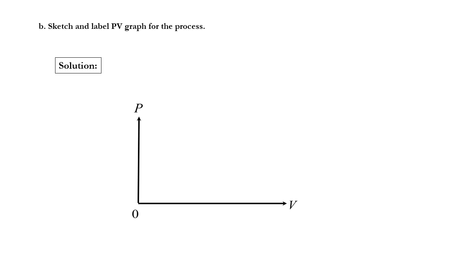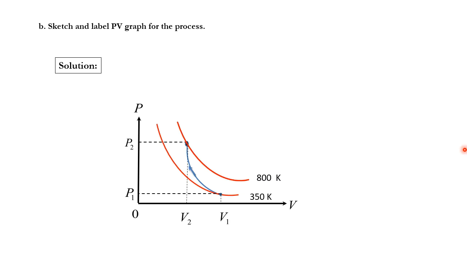Next question, we have to sketch the PV graph for this process. Here we have the axis and then we have these isothermal processes with two different temperatures, 350 K and 800 K, and this is the compression. Why the compression? Because the temperature is increasing. Label P and V. That's all.